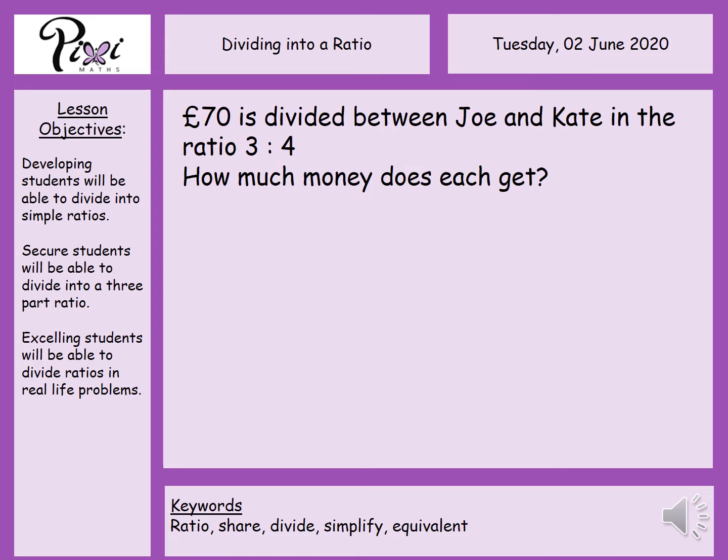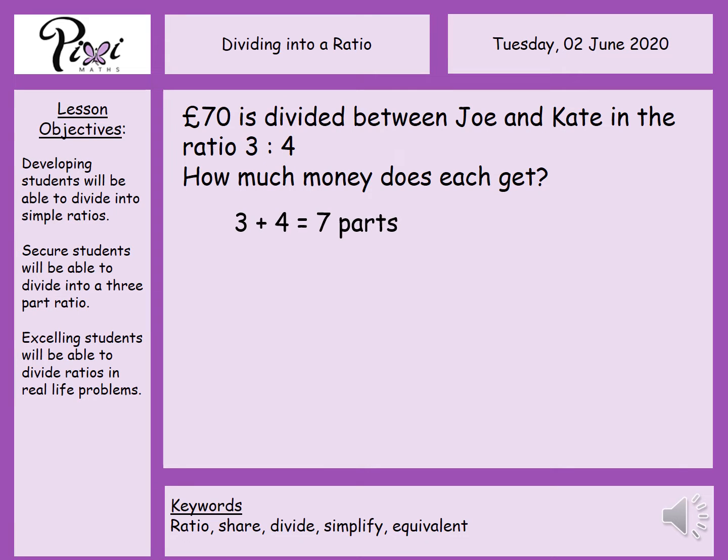So let's see another example. With this one, we're splitting £70 between Joe and Kate in the ratio 3 to 4. How much money does each get? So again, we're splitting up £70. We can see it's not an even split, because for every £3 Joe gets, Kate would get £4, because it's in the ratio 3 to 4.